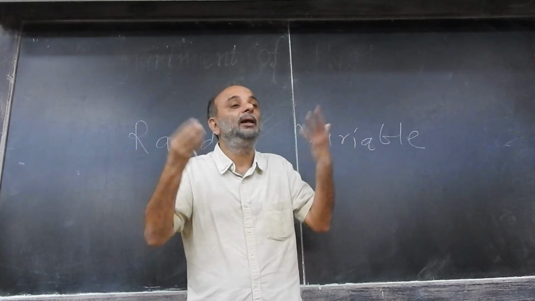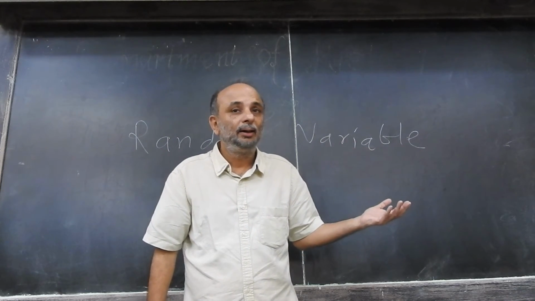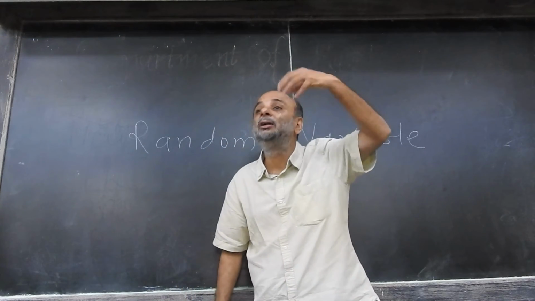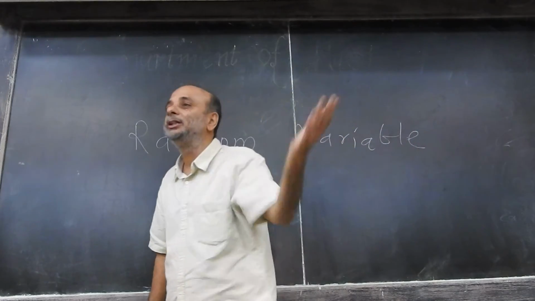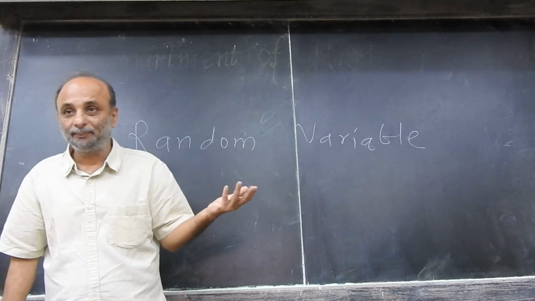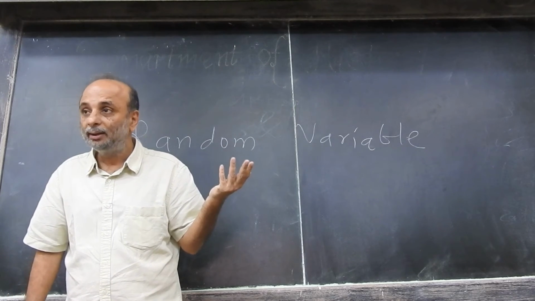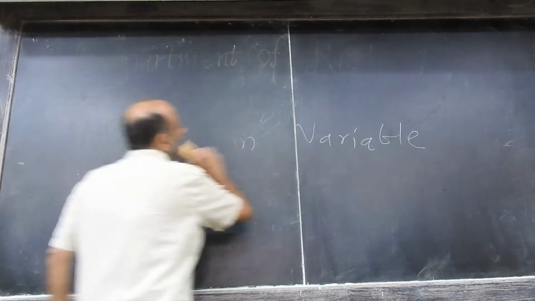Now, what do you mean by real valued outcome? When I say something takes a real value, it is represented by a real number. Yeah, what's a real number? A number which can be represented by decimal points is a real number. Okay. So let's take an example. What do you mean by that?